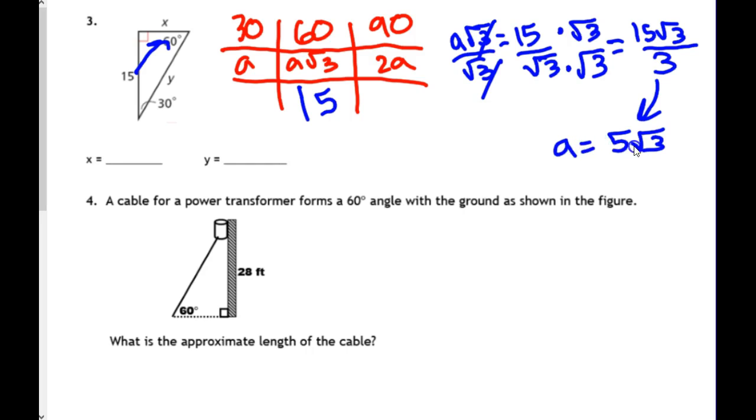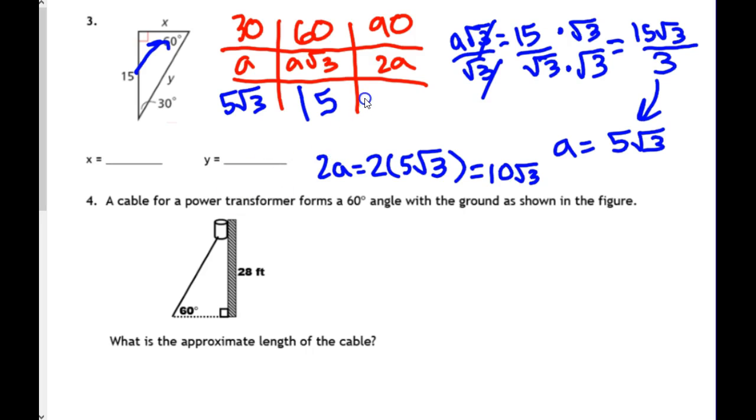So if A equals 5 square root of 3, what am I going to put under A here? 5 square root of 3. Now think about this: 2A means 2 times what's A? 5 square root of 3. What's 2 times 5? 10. Don't forget the square root of 3. So 10 square root of 3.